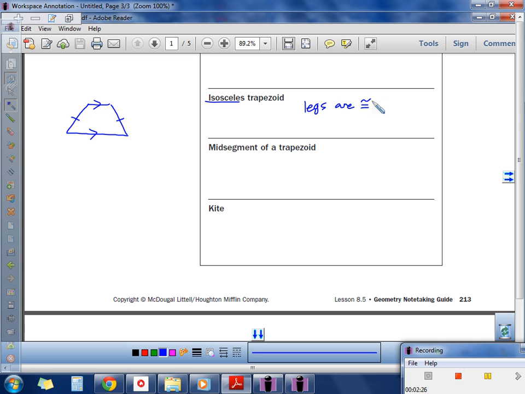Mid-segment of a trapezoid is a really nice way to show some math on a trapezoid. Mid-segment. What's that mid word make you think of? Middle. So if I find the middle of these legs and create a midpoint, I can then connect the two midpoints, and I've created the mid-segment. So how would I describe a mid-segment? Well, you draw the midpoints on the legs, and then you connect the midpoints.